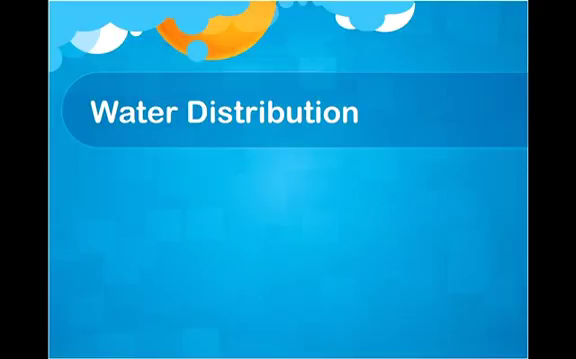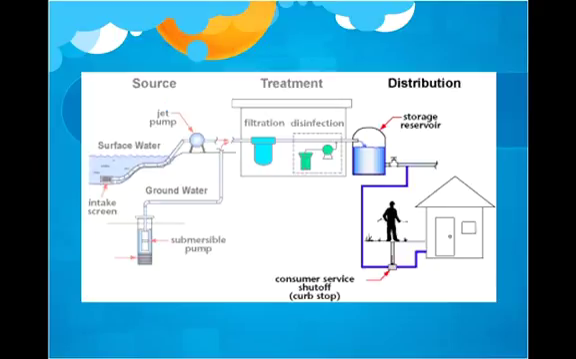Water distribution. Surface water from rivers and canals collect in a lake or a reservoir and are transported to a treatment center. Here, the water goes through different processes like filtration and disinfection. The purified water is then taken to a storage reservoir to be distributed to the public when needed.